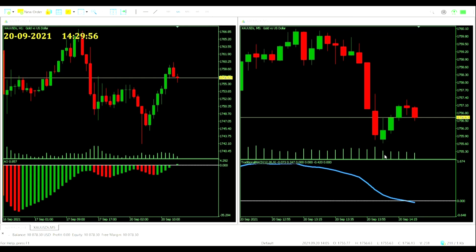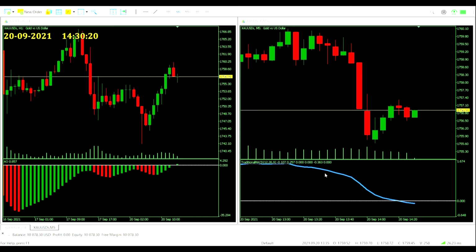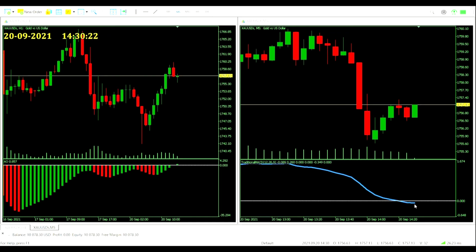Here comes that close then, and it is going to be below the zero line on the MACD on the 5-minute chart, but it is above zero on the awesome oscillator on the hourly chart, which means no entry signal for us now. However, as I said, we can definitely now keep a lookout, see if we get a couple green candles like this, get that MACD line back above zero, get us into a buy trade.